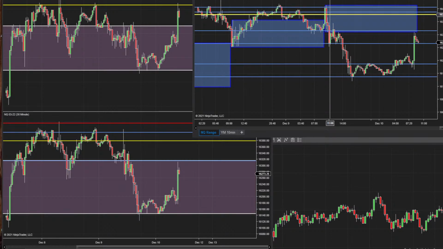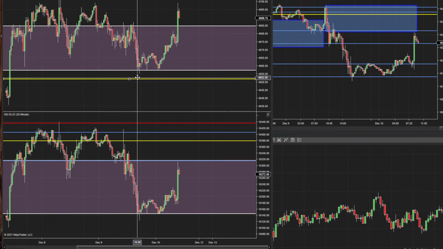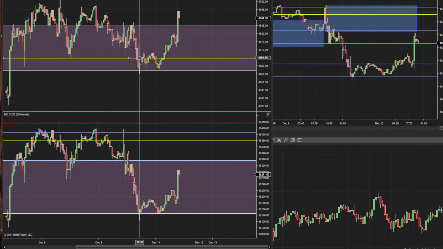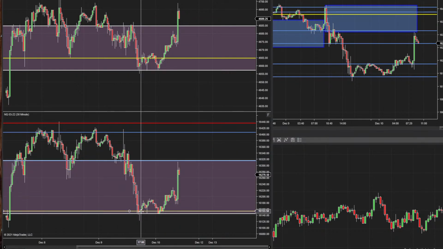Oh, this was the LAS from yesterday. I actually like moving that. Excuse me, 4665. And what's NQ? 16134. Ooh, that is far down.